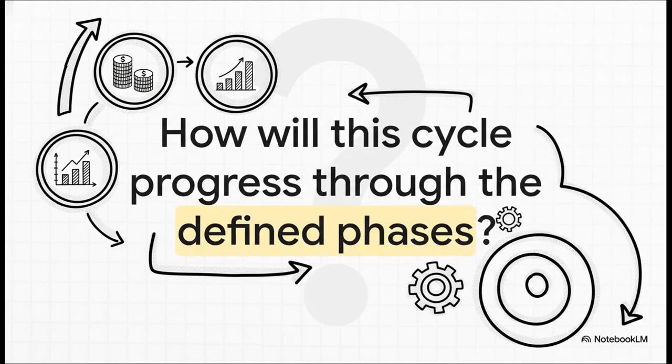And that's really where this documentation leaves us. We've seen the entire setup, the risk plan, the targets for phase 1. So the only question left is a procedural one: how will this documented cycle actually move through the model's defined phases?